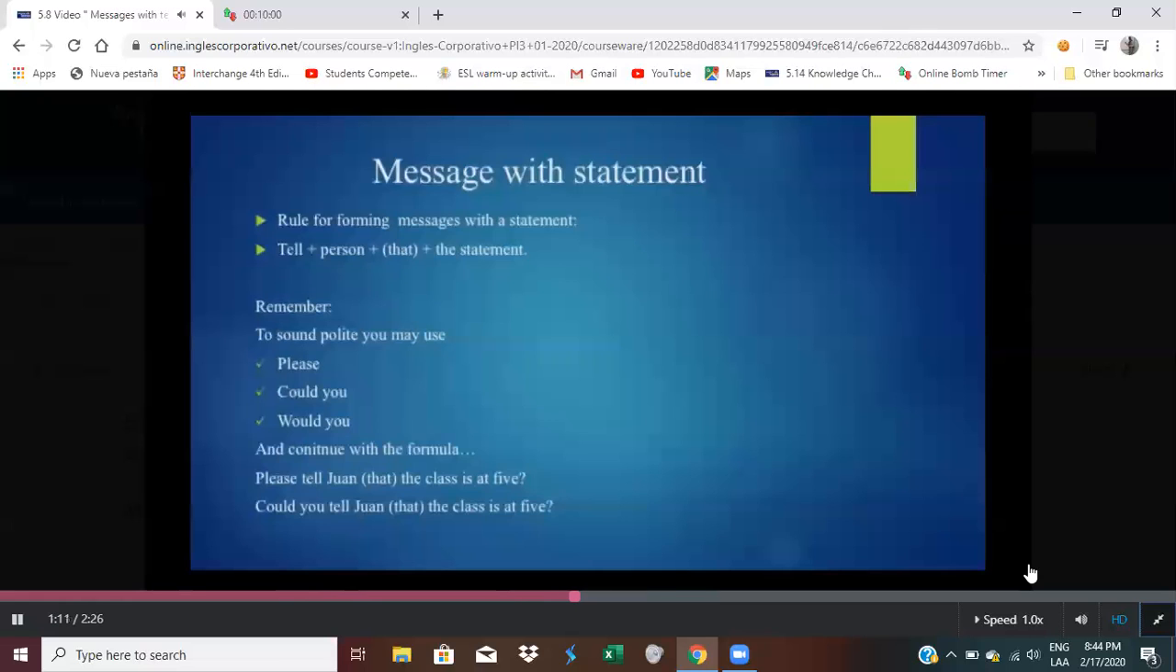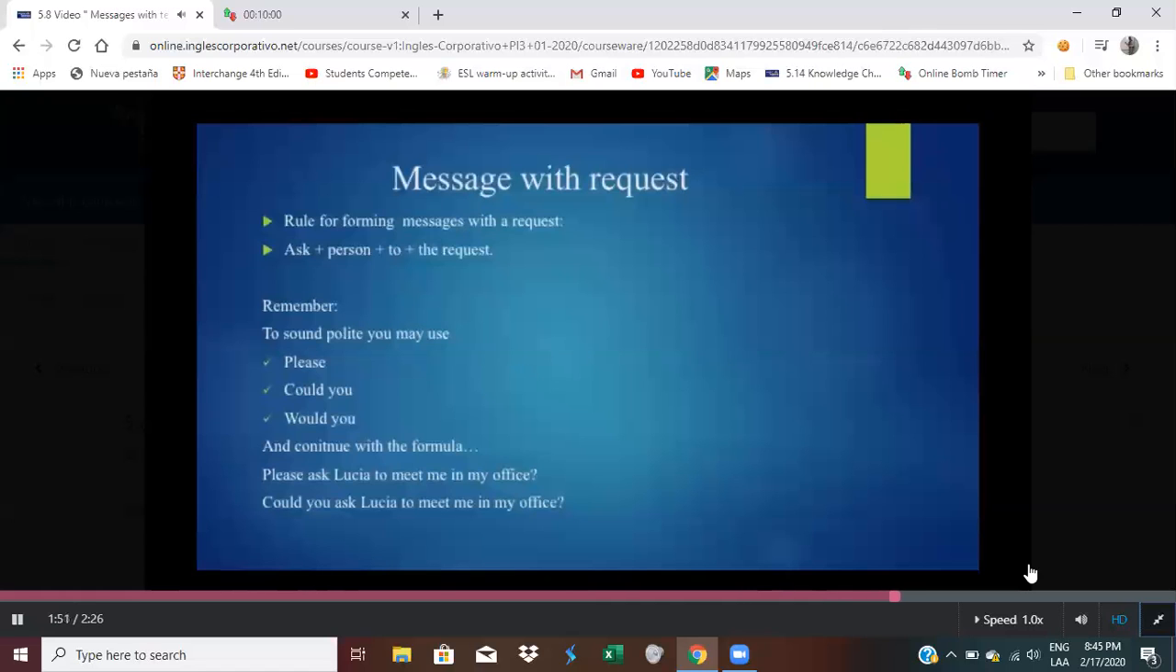When leaving a message, we may state the information or request something. The way to do it when we leave a message with a statement is as follows. Tell plus person plus that plus the statement. And because we want to be polite, we may add please, could you, or would you. Notice that it is in brackets because it may be omitted. When leaving a message with a request, this is how we should do it. Ask plus person plus to.